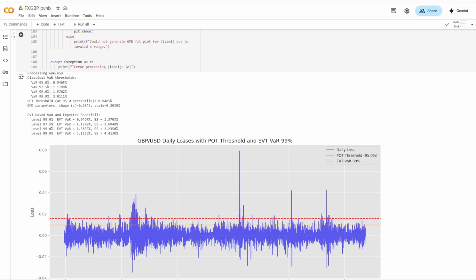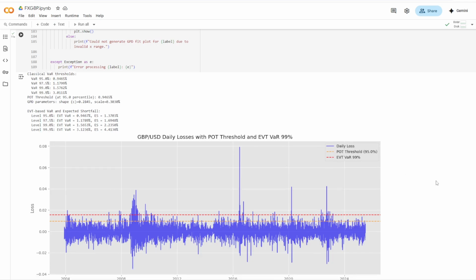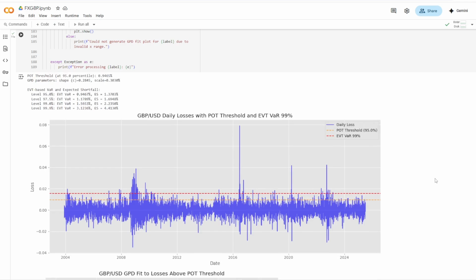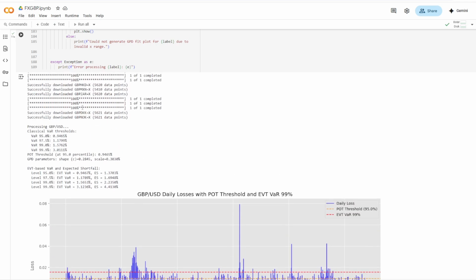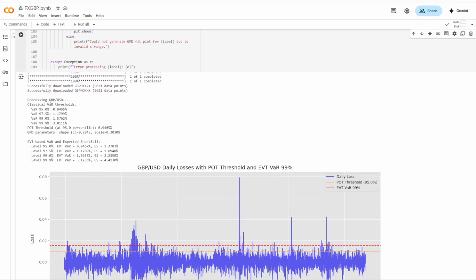So the currency market is very, very risky and very volatile. Like you have a pound crash, you have a run on the pound, and you can identify with the peak over threshold parameters what the extreme values are. Here, for example, for a 99% value at risk, yes, exactly. So let's take cable, pound dollar.